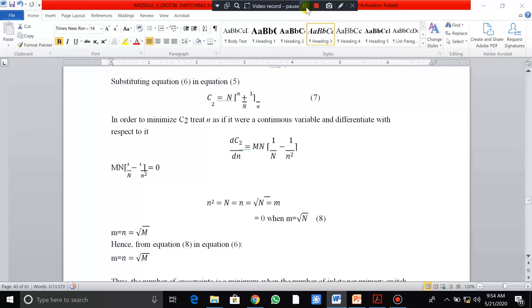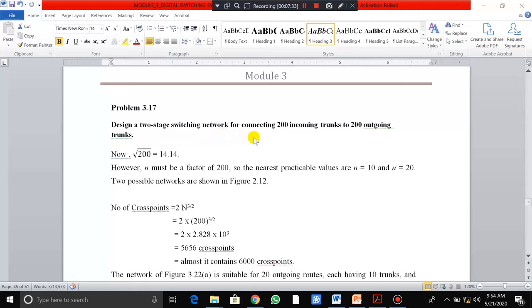Now let us discuss a problem. Design a two-stage switching network for a connection that has 200 incoming trunks and 200 outgoing trunks. So now you have to understand what they are given. It is a two-stage network, and it is having 200 incoming trunks and 200 outgoing trunks. So therefore, the square root of 200 is 14.14. However, n must be a factor of 200. So the nearest practicable values for n will be n equal to 10 and n equal to 20.